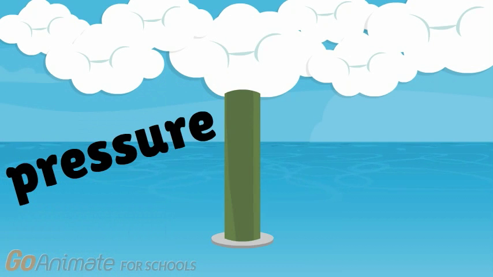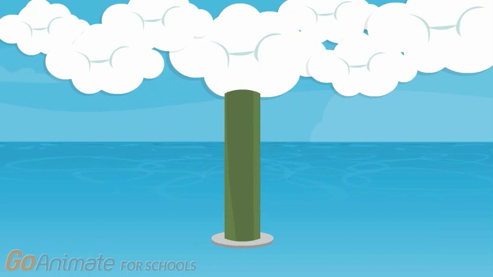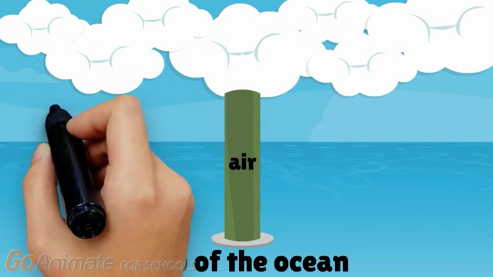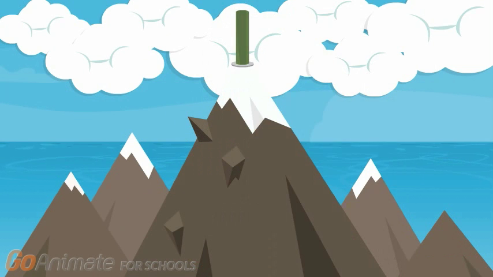Then we have pressure. What do we mean when we say air pressure? Well, imagine this: a column of air that has its bottom at the top of the ocean and its top at the atmosphere. This column of air, if you put it on a scale, would have weight, because air is made of gases and gases have weight. Therefore, gravity can pull down on these gases and it causes pressure.